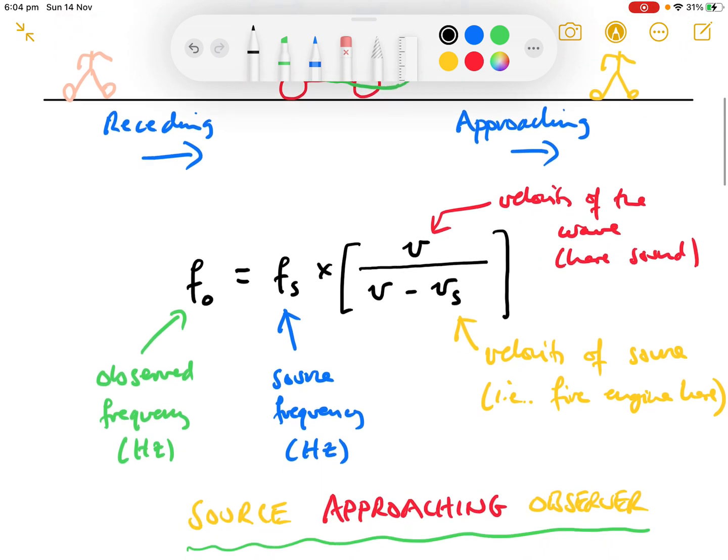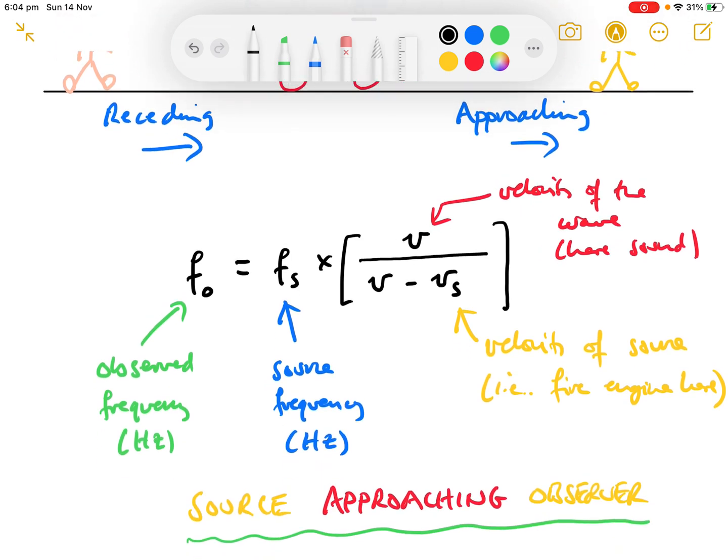So Doppler developed equations for working out the observed frequency, and if we deal with the source approaching the observer first, here is the equation. First of all, we've got F naught. That is the observed frequency. The O there is for observed, and that's in hertz. That's what the observer actually hears. Fs is the source frequency. That's the frequency of the sound when the fire engine is at rest. You could think of it as the rest frequency in hertz.